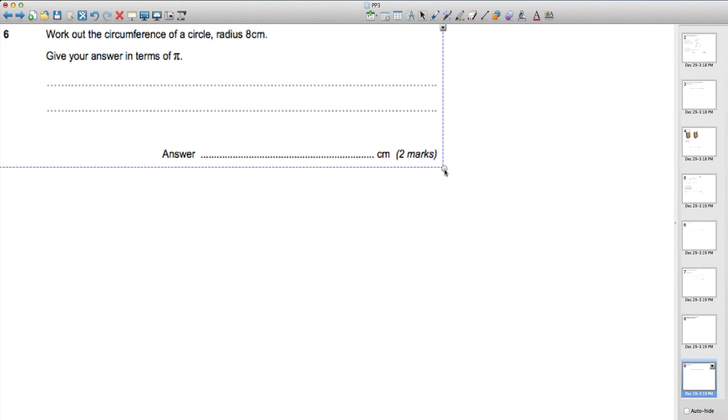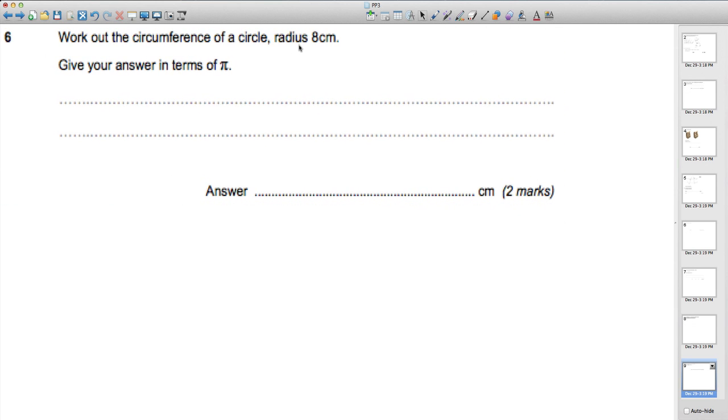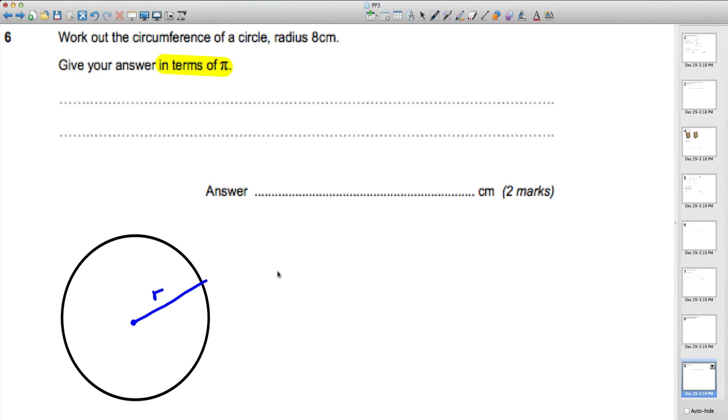Question 6. Work out the circumference of a circle, radius 8. Give your answer in terms of pi. Do read that part there. Now, just a bit of revision here. If you have a circle, here's the center. This line here is the radius. There are two things you need to know. You need to know the circumference, which is given by the formula 2 pi r, and you need to know the area, and it's given by the formula pi r squared.